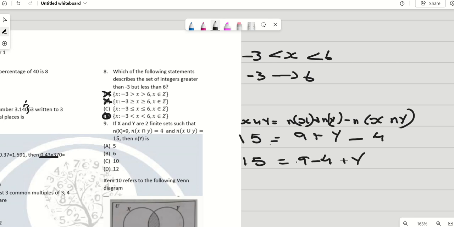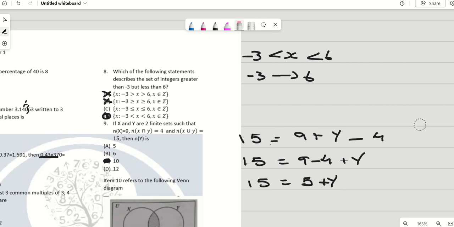9 minus 4 is what? 5. So 15 is equal to 5 plus y. 5 plus what will give you 15? The answer is 10. So it would be C, right? So once you remember this equation, you're good to go. All right, let's do our next one.